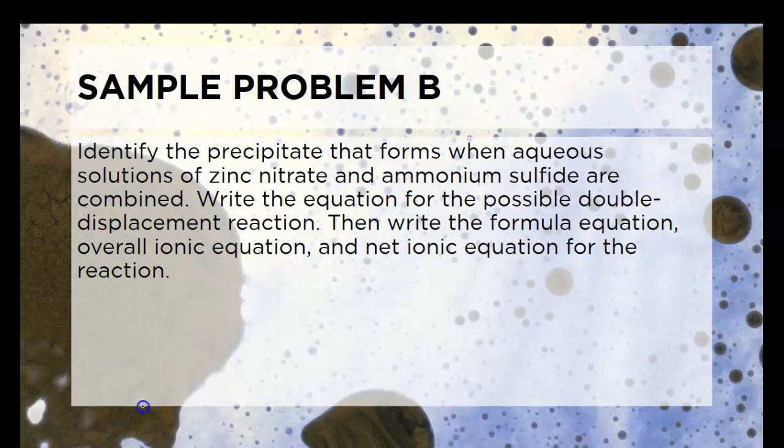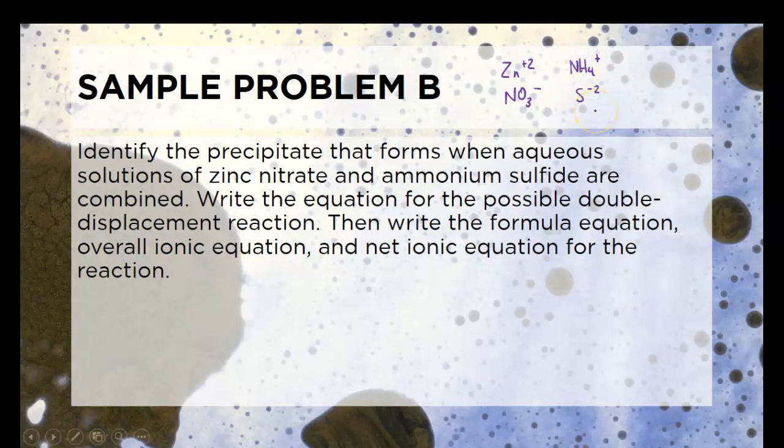So let me get my ion table. I'm going to be using this a lot this chapter if you don't have your ions memorized. So zinc is going to be a +2. So zinc has a +2 charge. Nitrate is NO3 with a -1 charge. Ammonium is NH4 with a plus charge. And sulfide is S with a -2 charge.